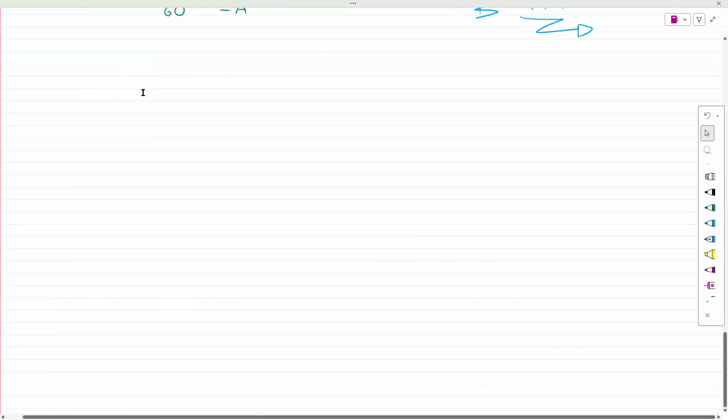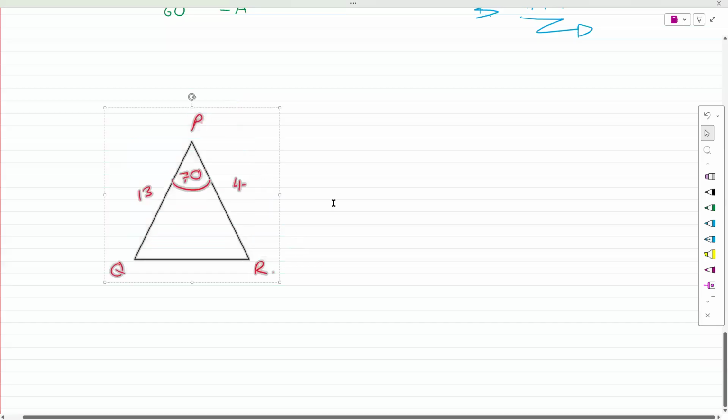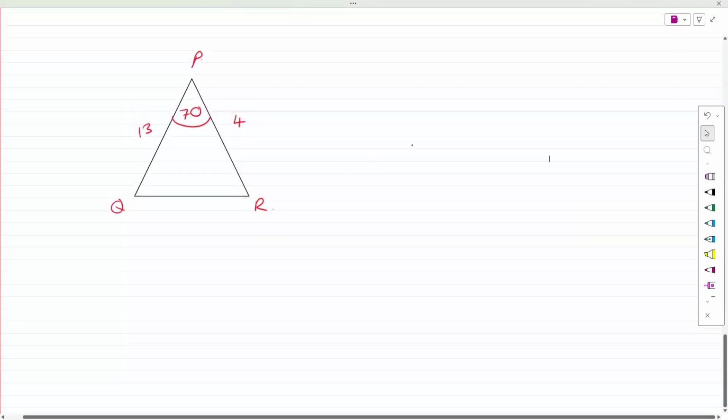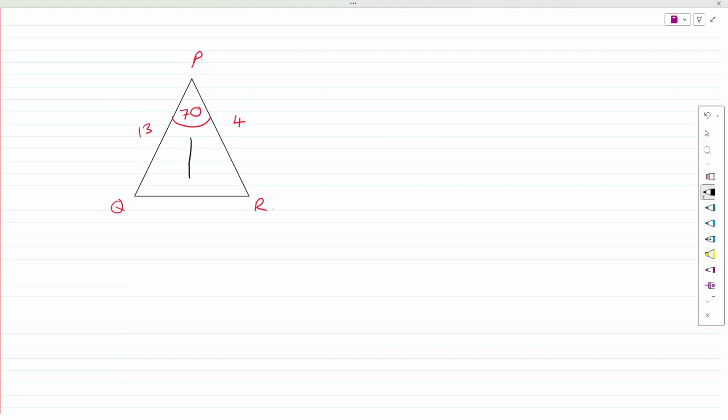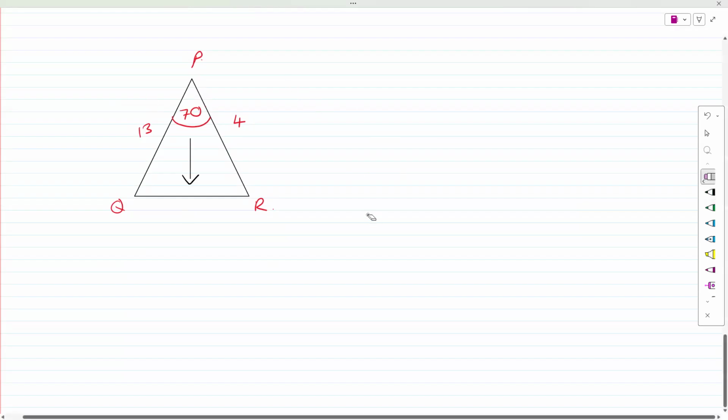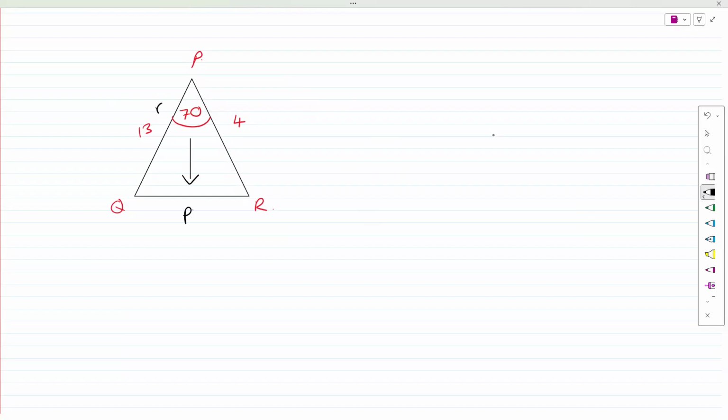Let's go and do this. So sometimes you could have this. Now, after we label this as P, R, and Q, the only angle we got is P. So cos P has to go there, P squared has to go there, and now we can go with R squared plus Q squared minus 2RQ cos P equals that.